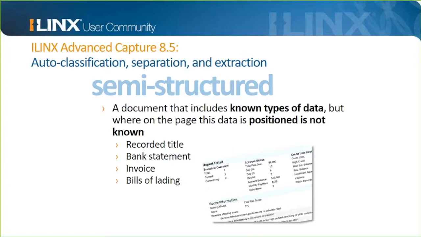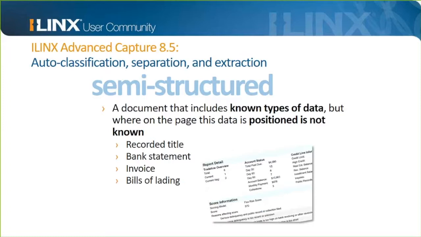So ILINX Advanced Capture, when we talk about semi-structured and unstructured content, semi-structured are documents where we know what types of data should be present on the document, but we're not exactly sure where they're going to be located. Classic example of semi-structured is an invoice. So we know we should find an invoice number and a date, possibly a PO, depending on what type of invoice, and then a bunch of information about what's actually being purchased, and some money information, totals, subtotals, tax, etc.